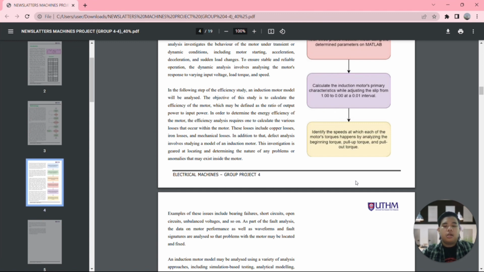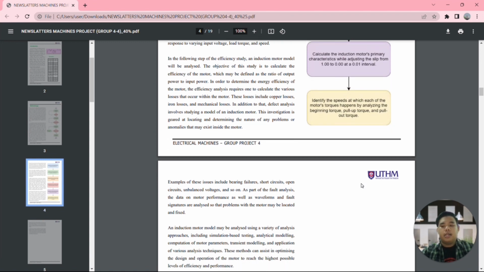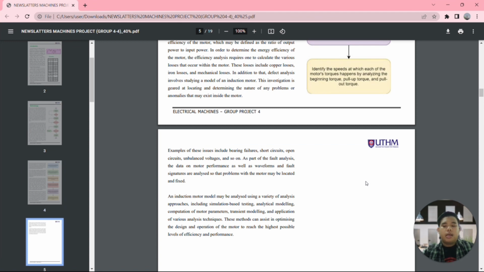Fault analysis also involves induction motor modeling. This inquiry finds and characterizes motor issues: bearing failures, short circuit, open circuit, unbalanced voltage. Fault analysis analyzes motor performance, waveforms and fault signatures to find and correct motor issues.